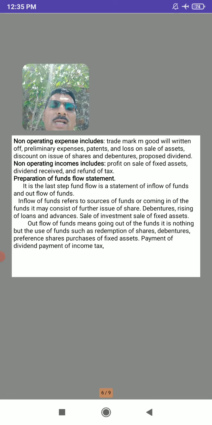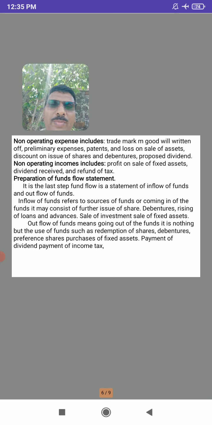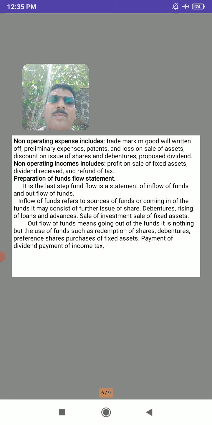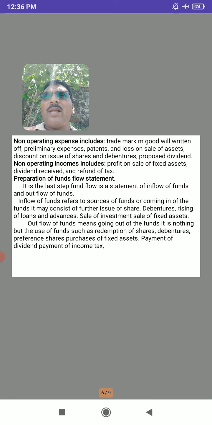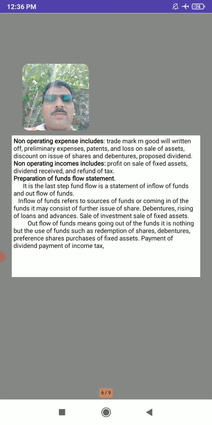And whatever goes out of the funds is because of the use of funds, such as redemption of shares, payment of debentures, payment of preference capital, purchase of fixed assets, payment of dividend or payment of income tax. Whenever we pay outside and the cash goes out, it is called application of funds. If the fund comes into the business, it means the source of funds.